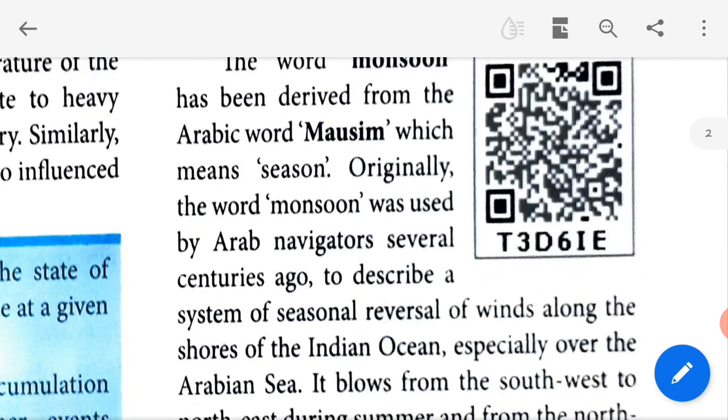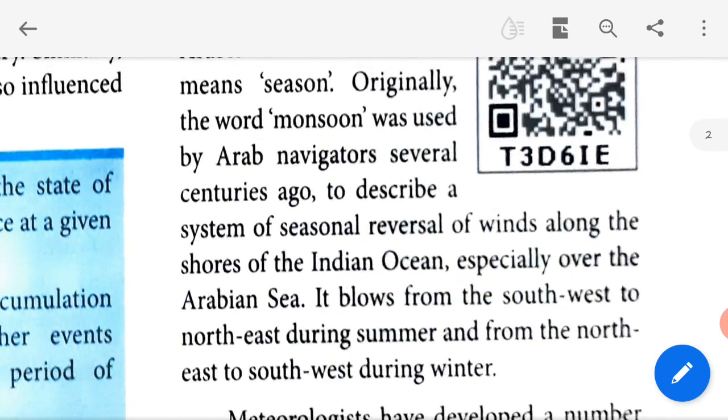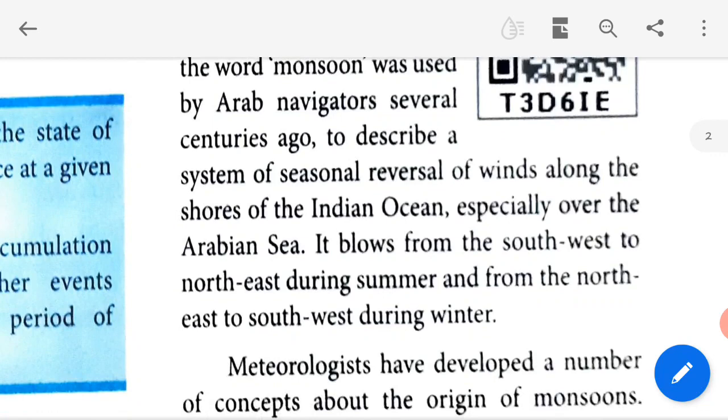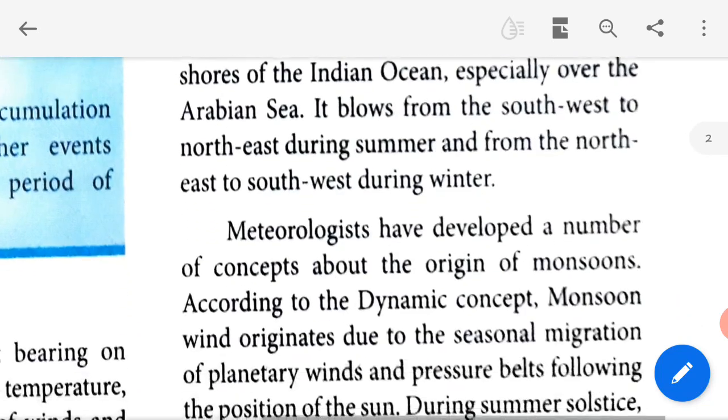They used this to tell about the winds, especially in the Indian Ocean and Arabian Sea. It blows from the southwest to the northeast during summer. So, these winds blow from the southwest. You have to imagine the place. North is Jammu and Kashmir, south is Tamil Nadu, and southwest will be towards the left part of your map. And northeast during summer, from the northeast to the southwest during winter. So, how will they blow? Southwest to the northeast during summer, so from the left to the right during summer, and from the northeast to the southwest during winter.